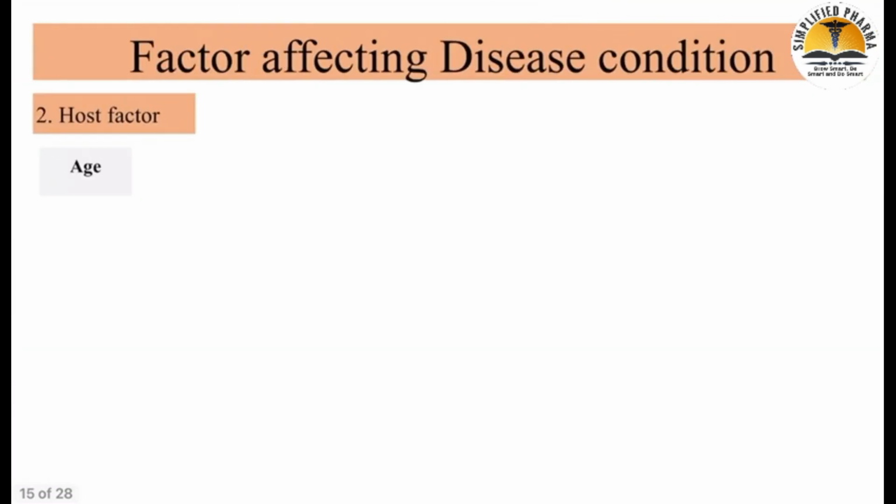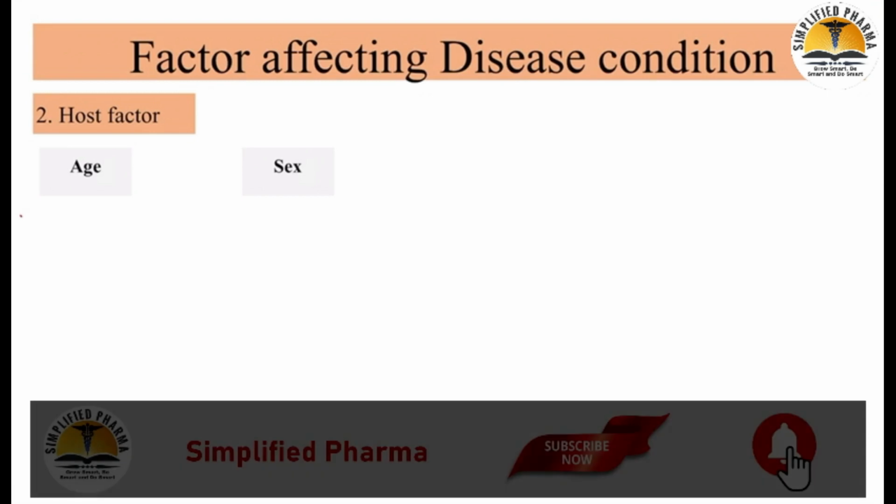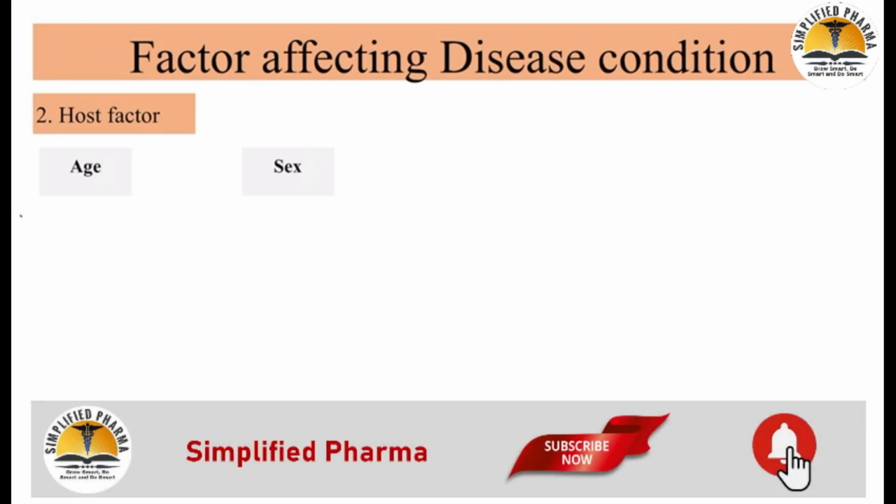Now we will talk about host factors. In host factors, first we will talk about age and how age affects the disease condition, right? Age is associated with the occurrence of disease, like bacteria or viruses may attack old people very fast.